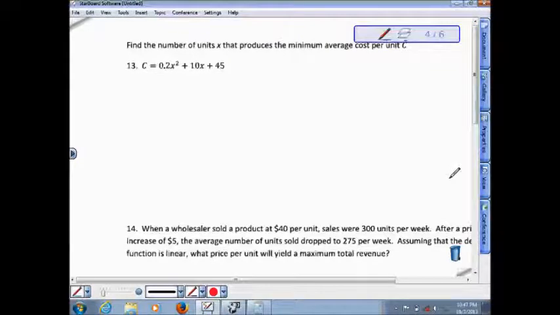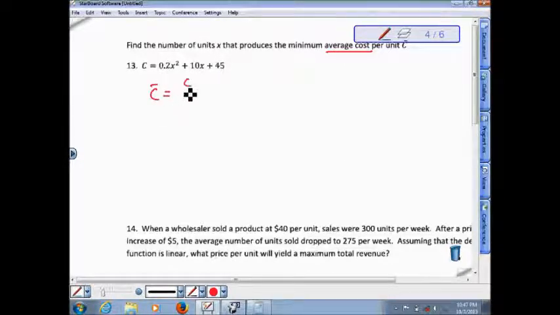Okay, question 13. Find the number of units x that produces the minimum. So right here, this means we're going to be optimizing using a derivative somewhere, using the first derivative test. But what we're minimizing is the average cost. We've been given a cost function.